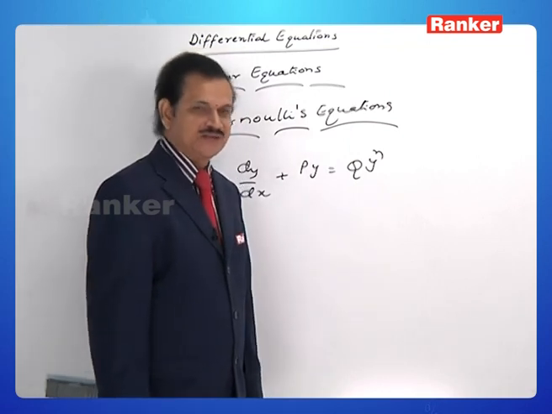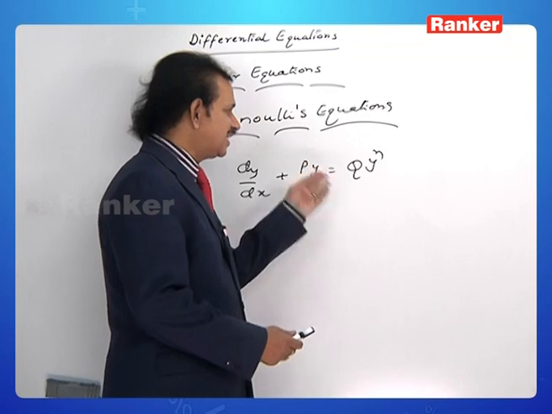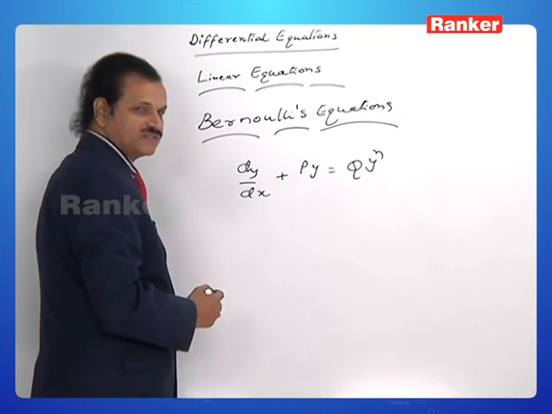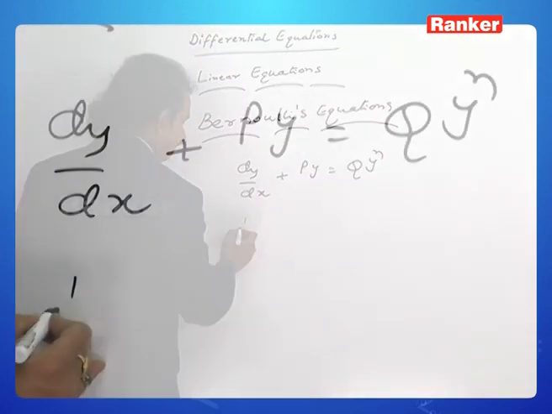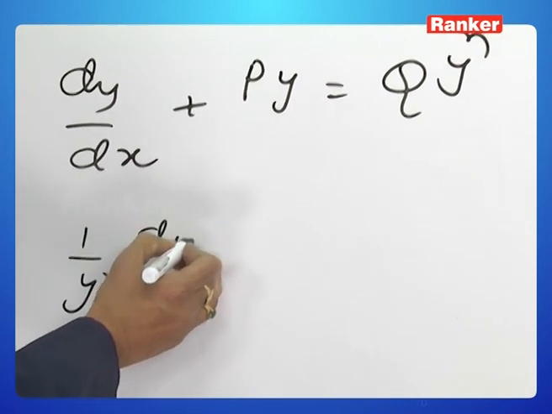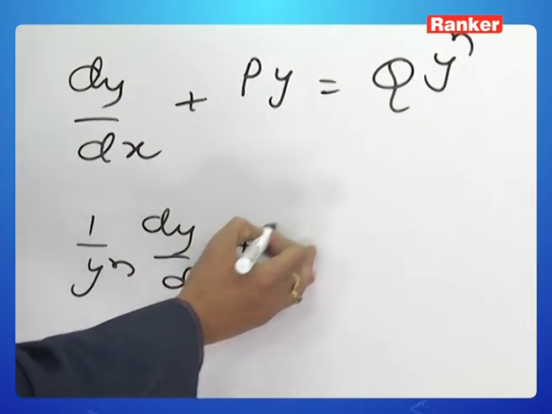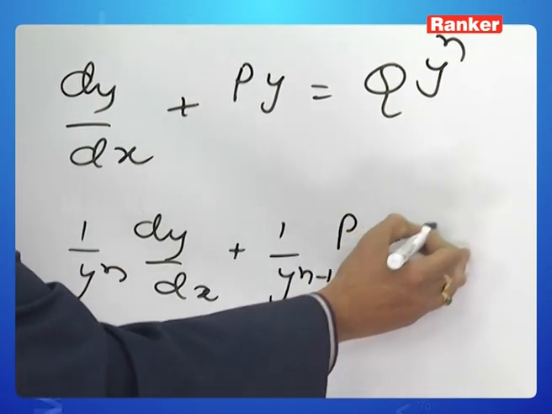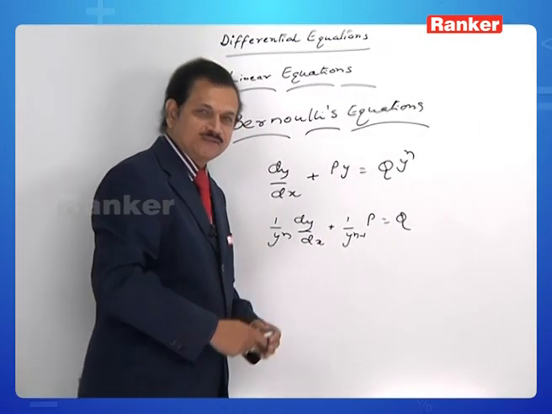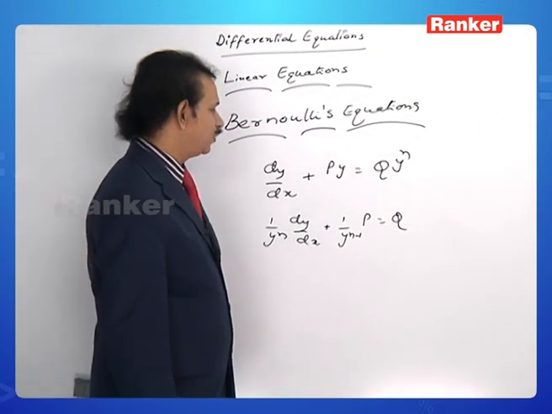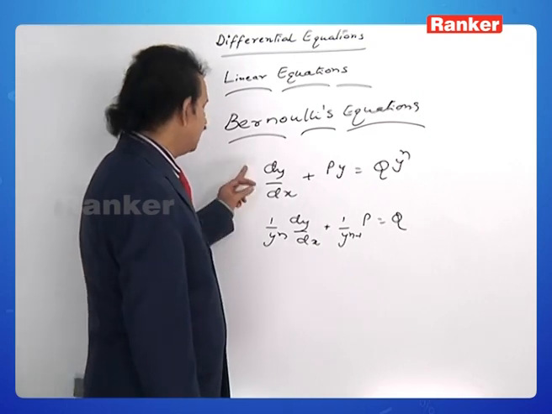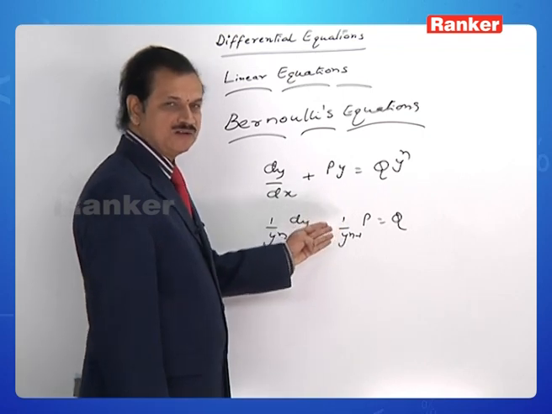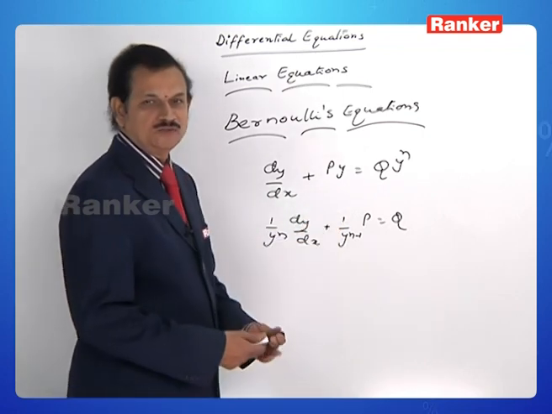Yes, what could be done? What must be done so as to make this linear? We shall look at it. You divide throughout the equation by y power n. What happens? 1 by y power n dy by dx plus 1 by y power n minus 1 into P is equal to Q. Are we correct? I could have divided throughout the equation by y power n: 1 by y power n dy by dx plus 1 by y power n minus 1 P is equal to Q.